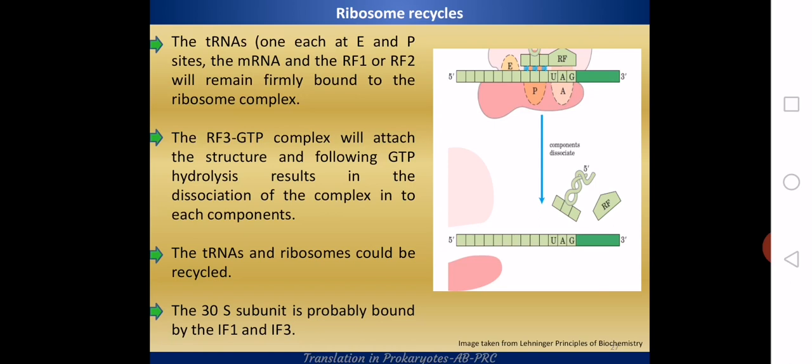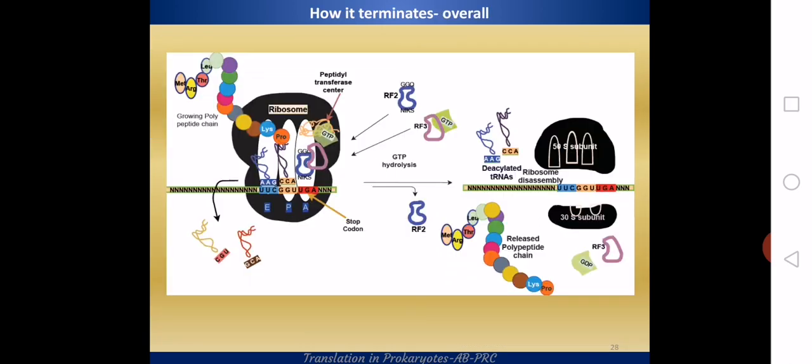Clear? So in brief, the stop codon comes into the A site, then the release factors, either RF1 or RF2, will occupy the A site. Then this catalyzes transfer of the polypeptide to a water molecule. As a result, the polypeptide will be released from the complex. Then this is followed by incorporation of the RF3-GTP complex that ultimately causes the complete dissociation of the complex. And this is the overview of that mechanism.